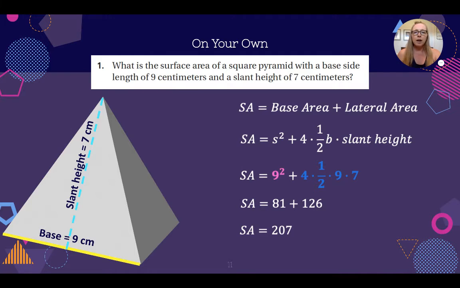Adding our area of our base and the area of our sides together, we get 207. Our total surface area is 207 centimeters squared.